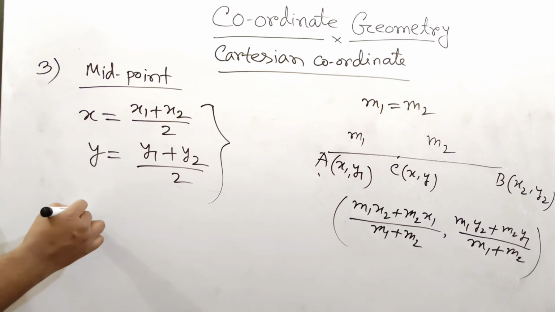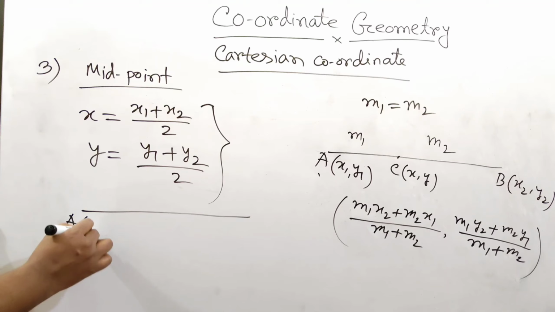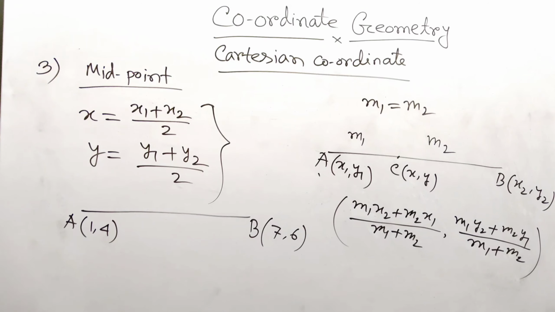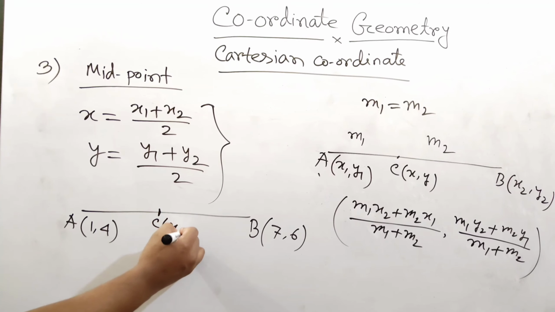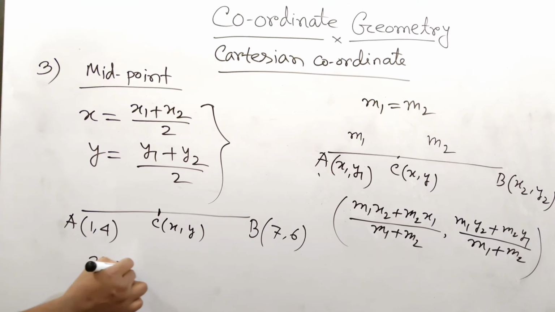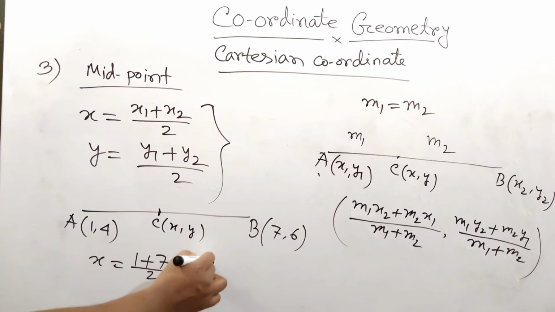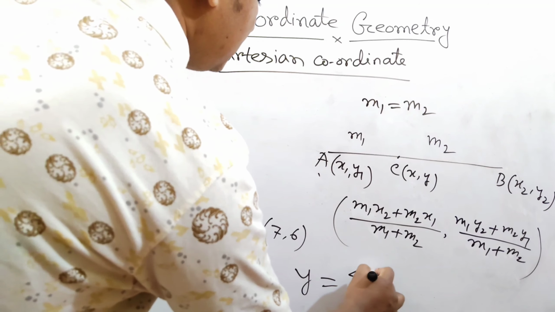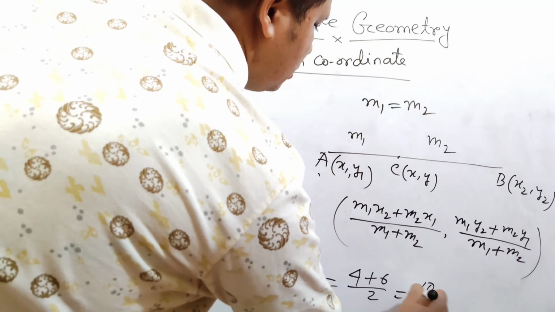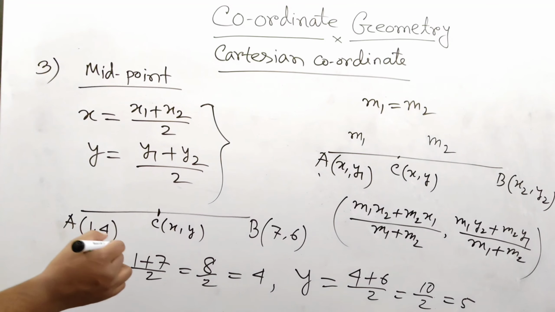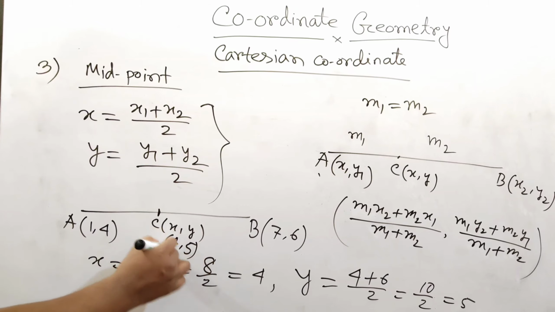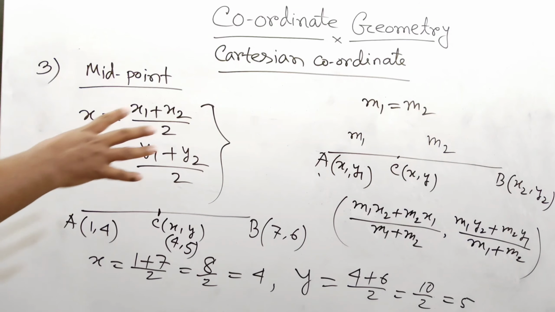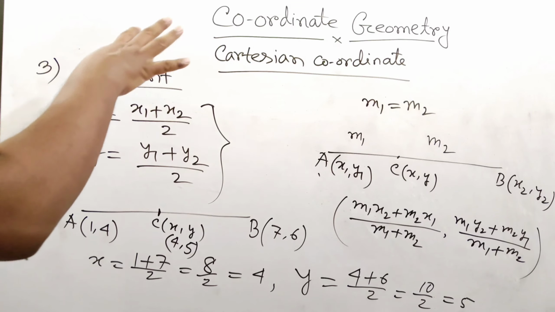Okay, now I'll show the example of this formula. Suppose A is one point, that is 1 and 4, B is another point, that is 7 and 6. So what will be the midpoint? Suppose midpoint is C, x and y. This is so simple. So x equal 1 plus 7 over 2, that is 8 over 2, that is 4, and y equal 4 plus 6 over 2, that is 10 over 2, that is 5. That means this midpoint is 4 and 5. So this is the midpoint of any line segment AB. So you just keep in mind this formula, then you can easily find the midpoint of any line segment.